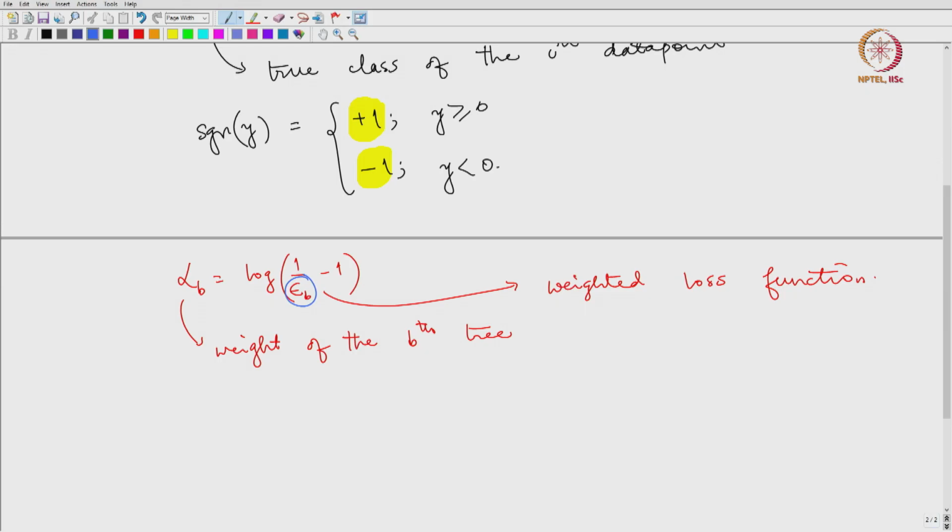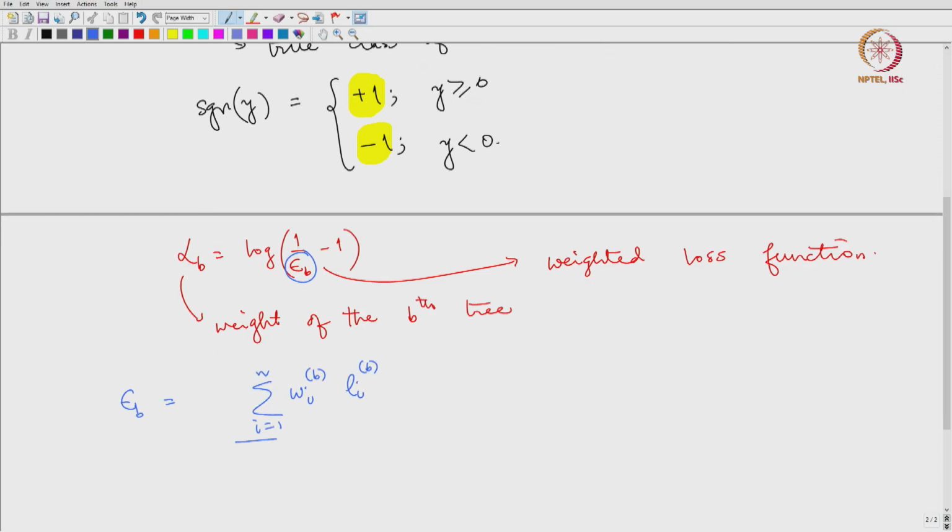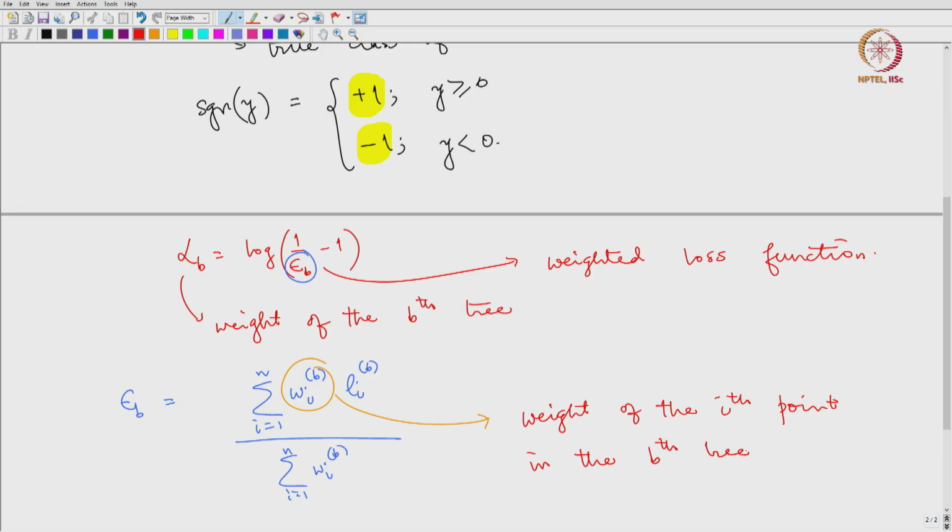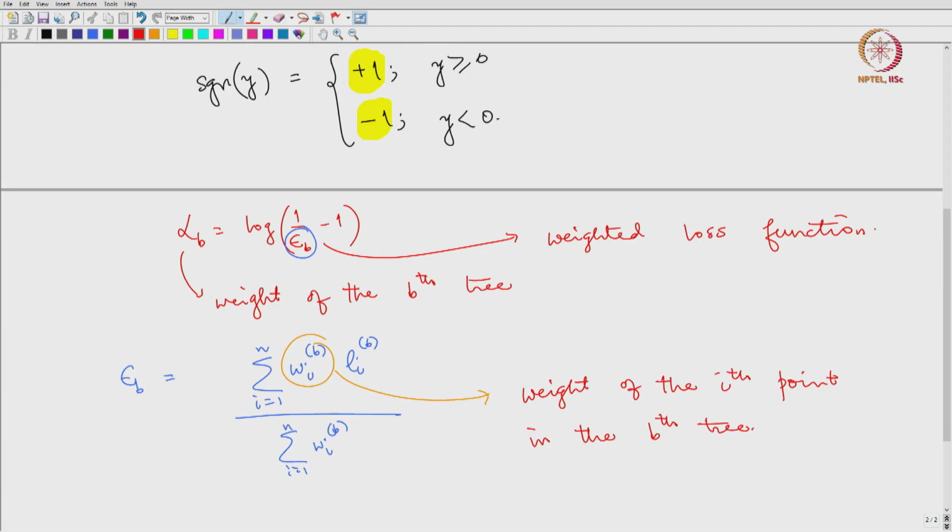So now how is the normalized weight function defined? So epsilon b is defined as the sum over i going from 1 to n of the weight assigned to the ith point in the bth tree times the loss due to the ith point in the bth tree, normalized by all the weights added together, right. So this w_ib here is the weight assigned to the ith point in the bth tree, and this is also something that we are going to adapt, right. Remember, the whole idea of adaptive boosting is that the points which are incorrectly predicted, you increase their weight in the future trees, so that the model is forced to learn how to predict them well, right.